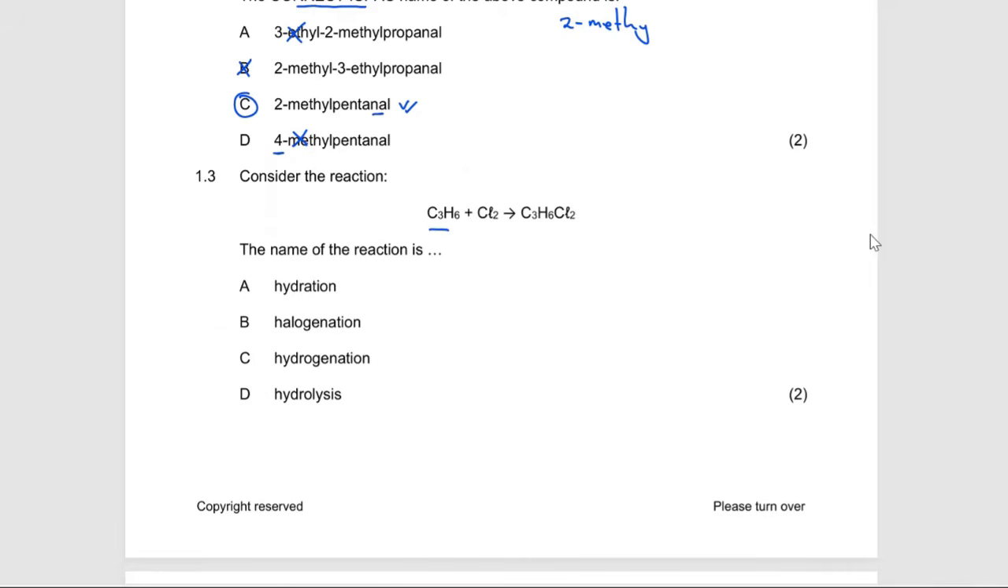We're having a reaction C3H6 and Cl2 to give us C3H6Cl2. They're asking for the name of the reaction. According to this, what are we adding? We're adding chlorine, which is our Cl2, and it falls under the halogens, which is group number 7. So the type of the reaction is going to be referred to as halogenation. So A, C, and D are going to be incorrect.